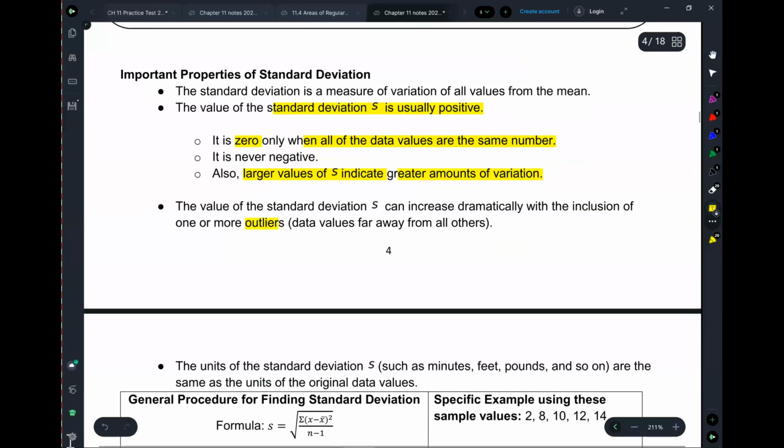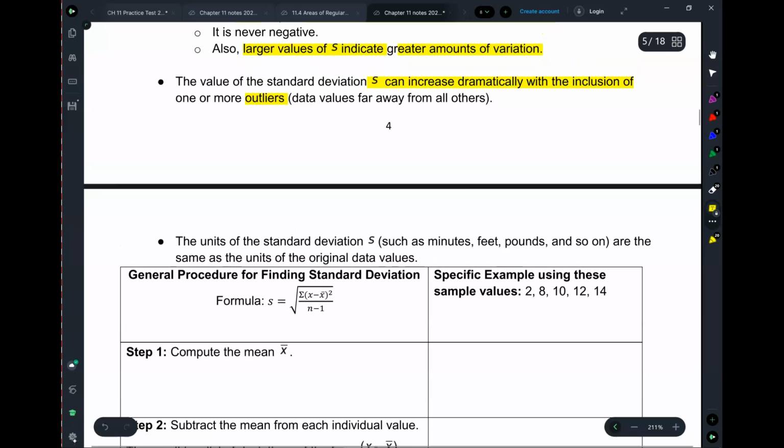And then if you have outliers, it can increase dramatically. Okay. The units of standard deviation are the same as the original data values. So if it's something for the height, it's in measures of height.